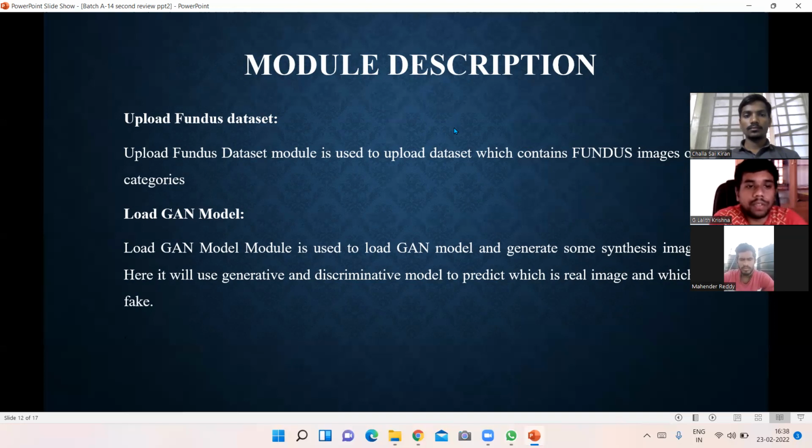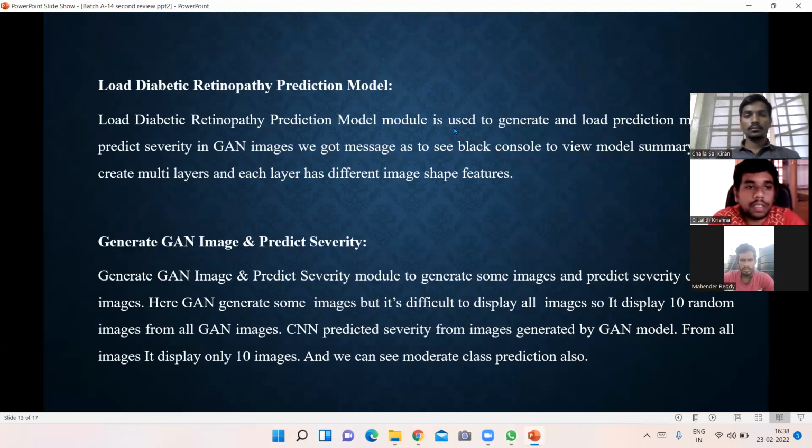Coming to the third module, loading the diabetic retinopathy prediction model. This module is used to generate and load the prediction model to predict the severity in GAN images. We get a message to see the black console to view the model summary. CNN creates multiple layers and each layer has different image shape features.